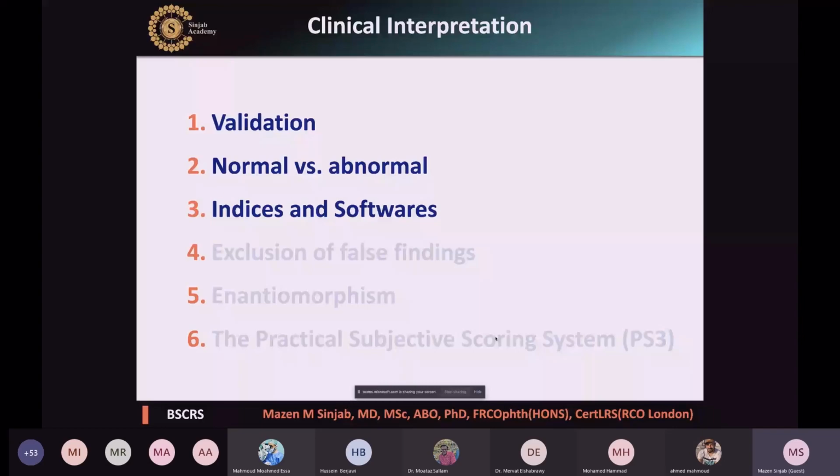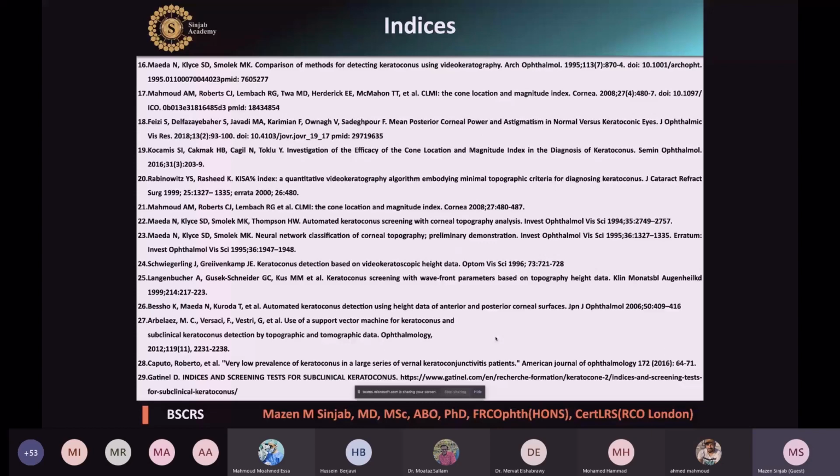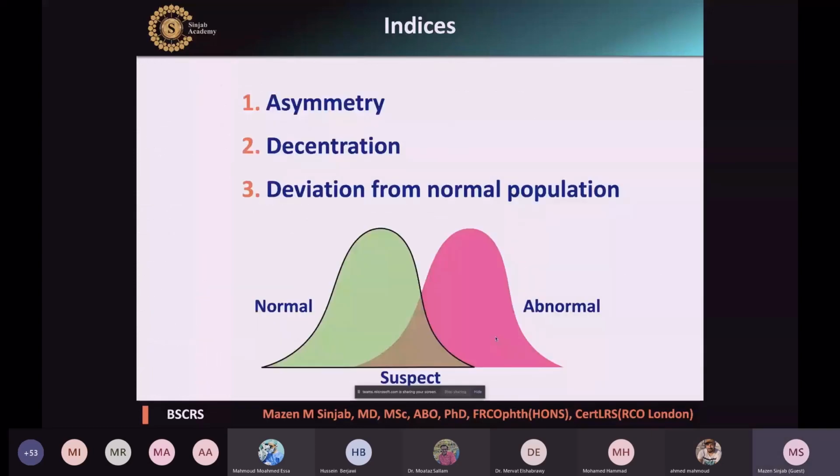Now, I gathered all indices used in all devices in the market, not only in the Pentacam, and these are the references for these indices. However, all of them describe either asymmetry, decentration, or deviation from the normal population. But you have to remember that there is a gray zone. We cannot say that there is clear white and clear black. There is a suspect area.